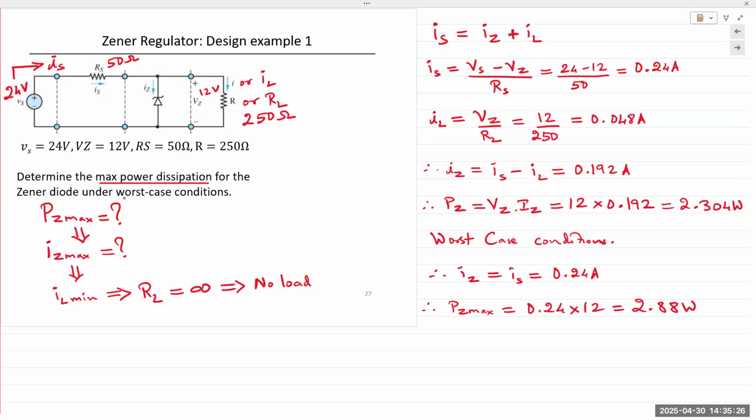So if you're using the circuit as is with no changes in RL, you could have a 2.3 watt Zener diode. That would be pushing the limit. But if there was no load connected, then you would require the Zener diode to be at least 2.9 watts. Probably 3 or 3.5 watts, just to be safe.